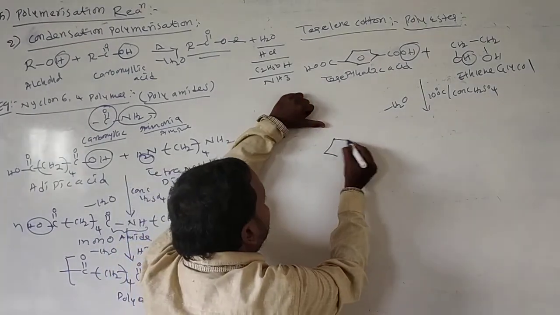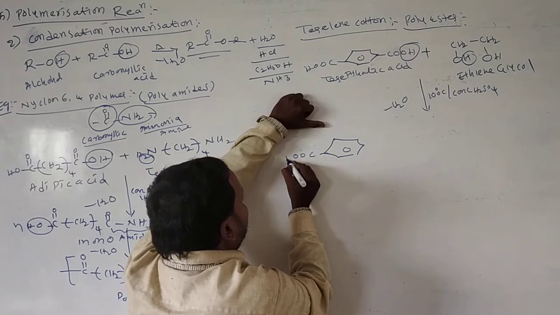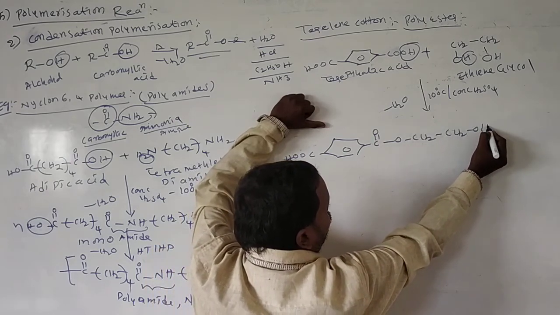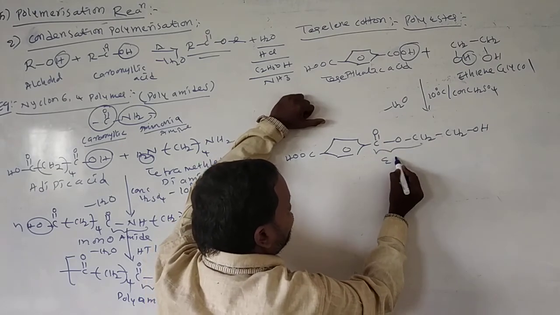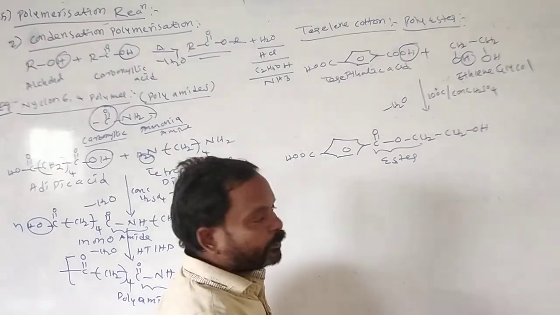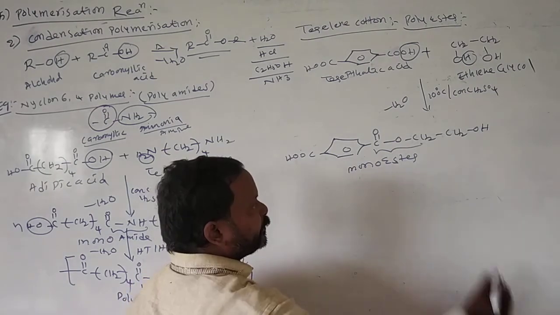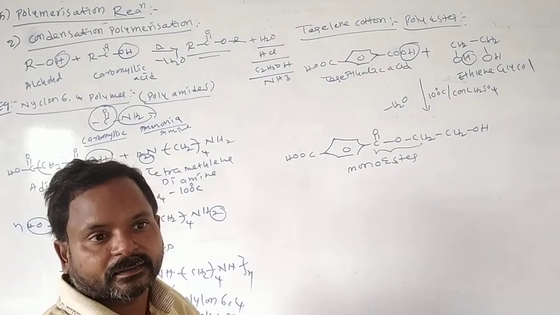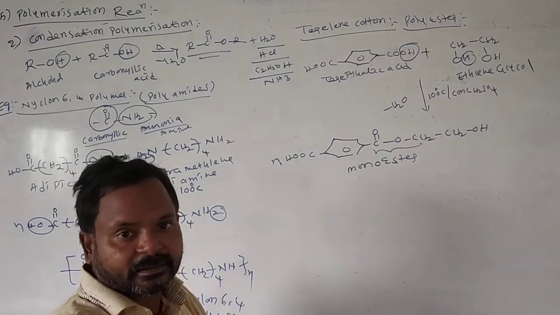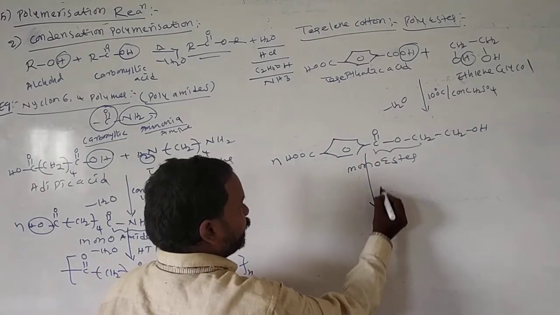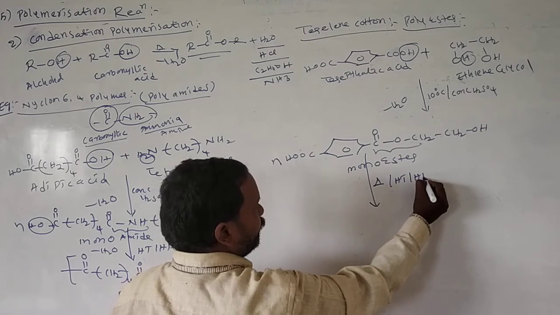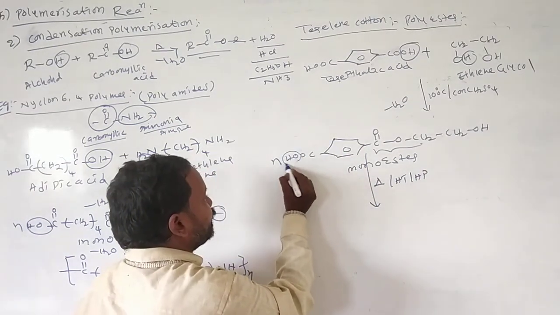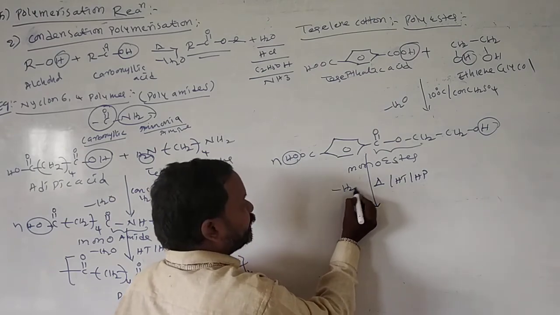What happens here? COOH, C double bond O, O, CH2, CH2, OH. This we call ester functional group. How many ester functional groups are there? Only one ester functional group is there, and this is formed by condensation. That's why this is called a condensation polymer. Take a number of monoesters and heat at high temperature and high pressure. What happened? One molecule of monoester reacts with another molecule. Here OH releases, here H releases. Finally, what it releases is H2O.